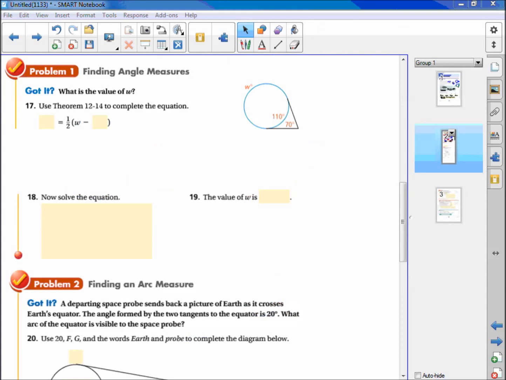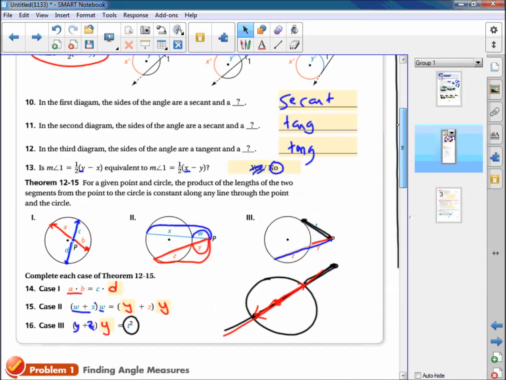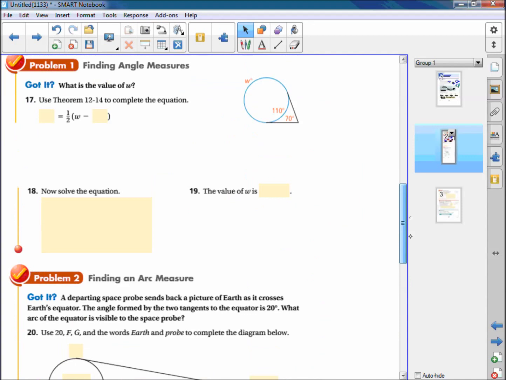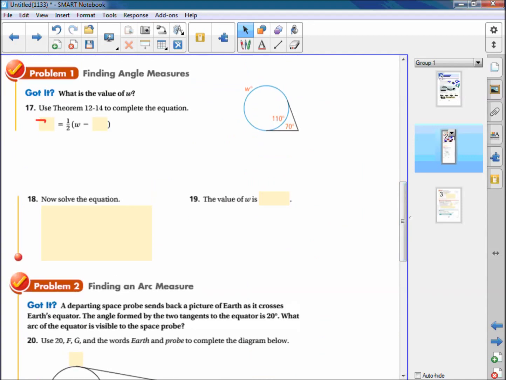On problem 1 here, we have finding angle measures, and it asks what is the value of w? So w is the arc measure, and we know that it's formed by this angle on the outside at 70. It splits it into two parts. If we look back at 12-14, it tells us to use that one. 12-14 says the measure of the outside angle is equal to 1/2 the difference of the big arc minus the smaller arc. So the outside angle, 70, equals 1/2 times our big arc, which is w, minus the smaller arc, which is 110.